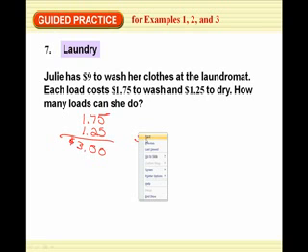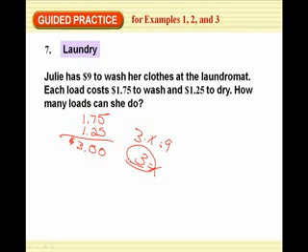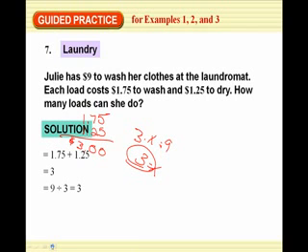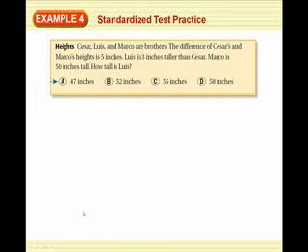So 3 times what number equals 9? She can do 3 loads of laundry with her $9. Let's see if they agree. Yep, they did it the same way. She can do 3 loads of laundry.